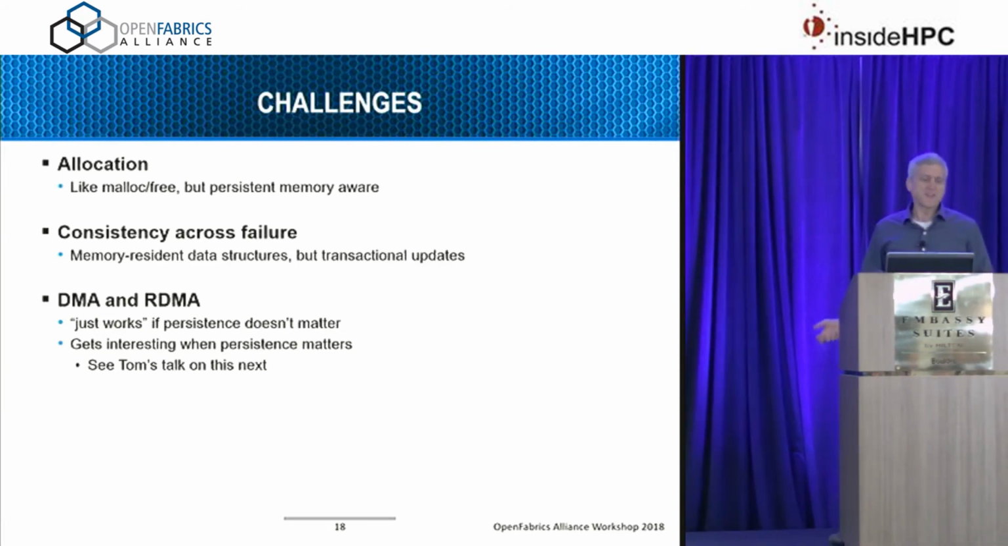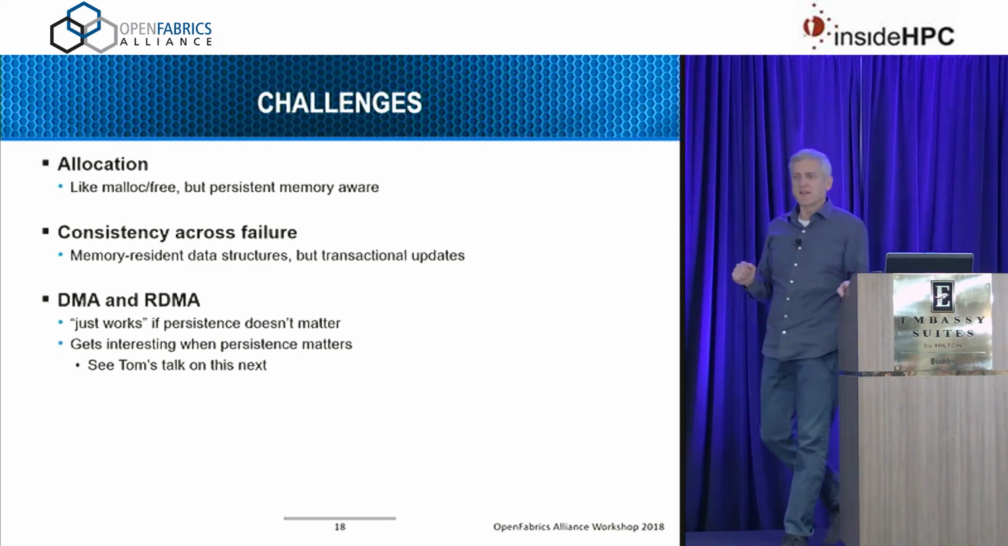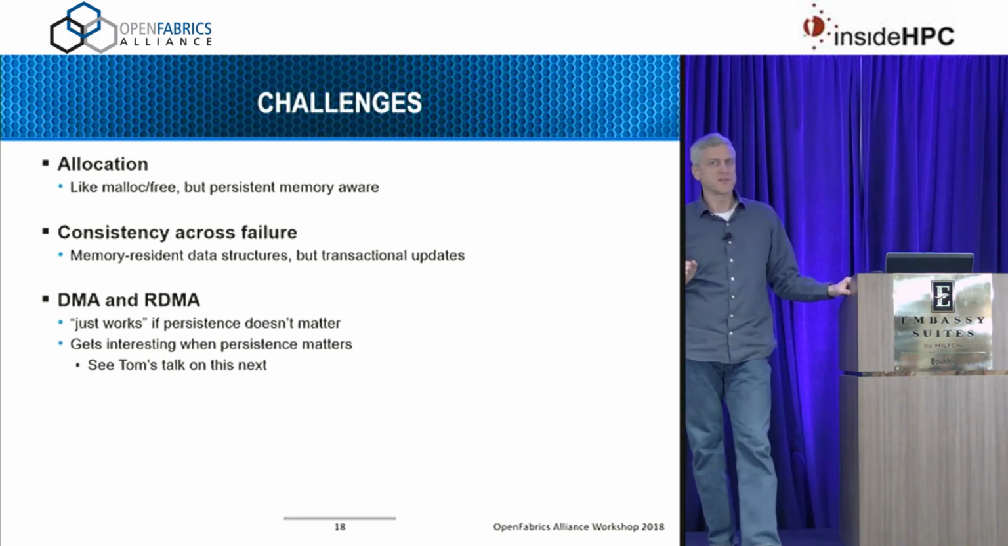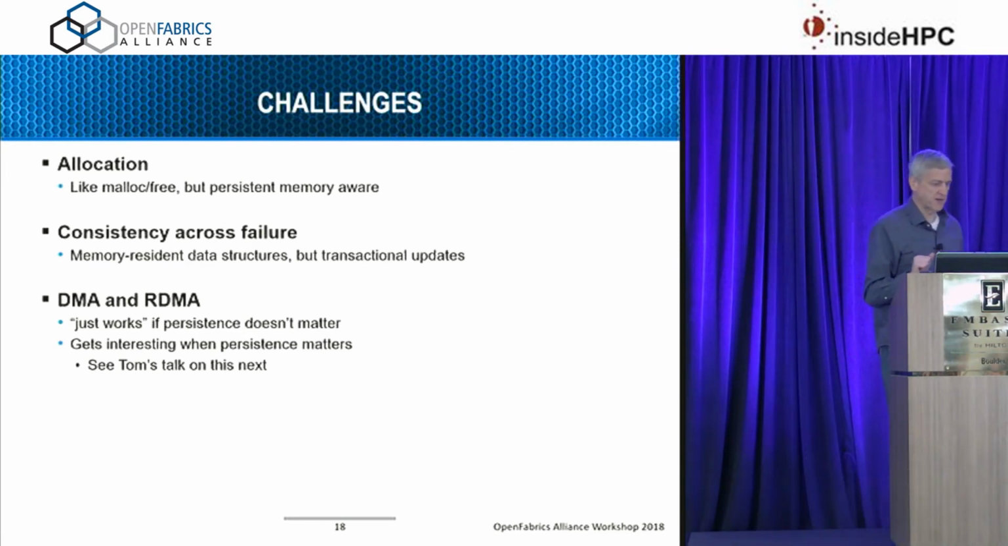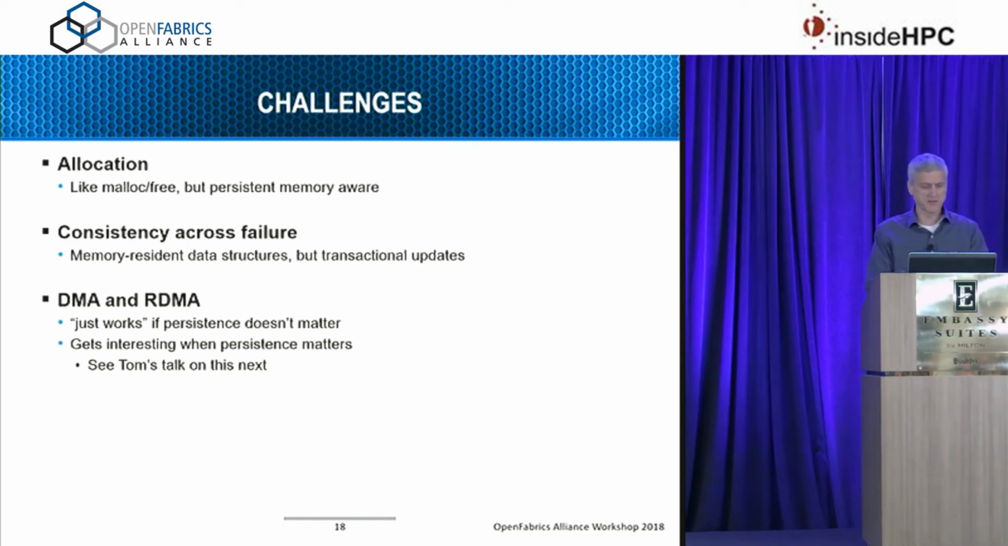And things like DMA, can you receive a packet from the network right into persistence? Sure, that works. Can you do DMA to it? Sure. But RDMA, like I said, doesn't really comprehend persistence. So if you want to use RDMA to it, you might need an extra step to figure out how to get that done. Now, Tom's talk right after mine is going to go right into that, so I won't spend much time on it.